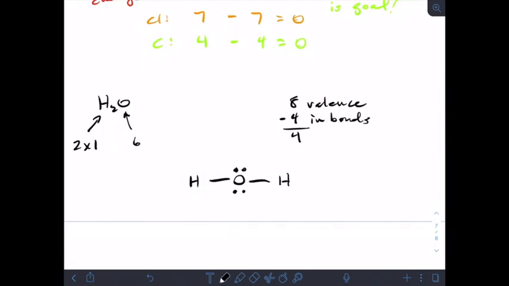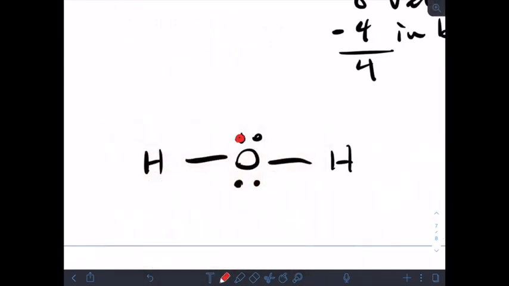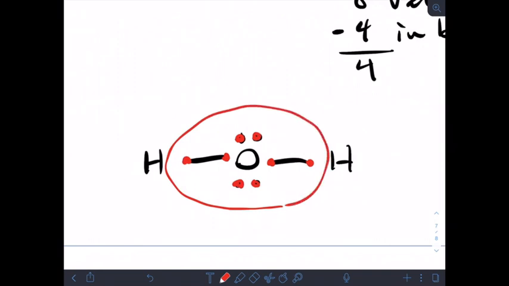Okay? So now I'm going to check my octets, and right now my oxygen feels like it has access to all of these electrons. My oxygen has access to all of that, which means that it has access to 8 valence electrons. Great. It has bonding pairs, and it has lone pairs.